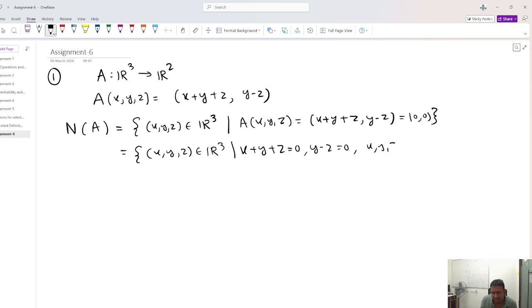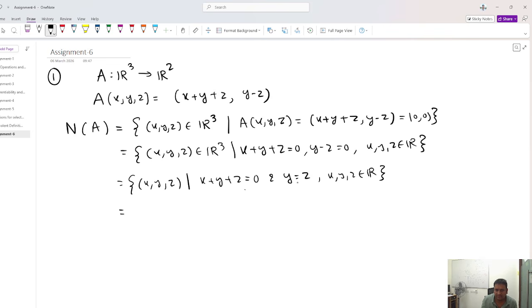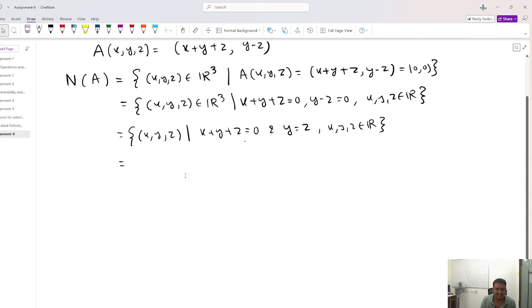Where are these x, y, z coming from? Definitely R. So you can write it like this now: the set of x, y, z such that x plus y plus z equals 0 and y equals z. Sorry, I forgot to write x, y, z in R. So it amounts to solving these equations in terms of dependency, reducing the equations using row reduction, but here it's not necessary. So x is minus y minus z, and note that y is z.